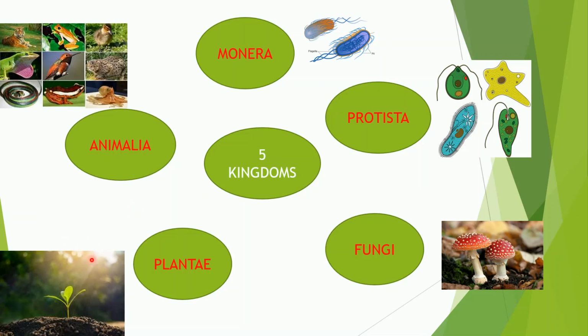Okay, children. So now let us see what those 5 kingdoms are. If we start in order, as I told, the division starts from the primitive to the most modern, complex and well developed. So the primitive is Monera, the single-celled organisms. Then come Protista, Fungi, Plantae, and Animalia. So these are the 5 kingdoms of living organisms proposed by Whittaker.